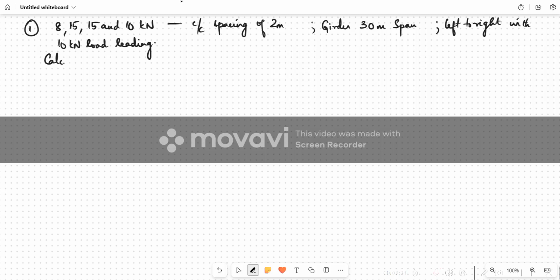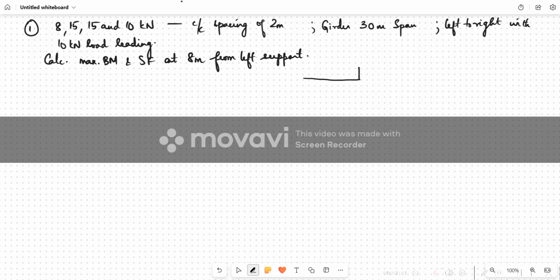Now, what you have to calculate is the maximum bending moment and shear force at 8 meters from the left support. Okay, this is the question. So they will be giving you a descriptive question, and it is very important to read the question very carefully and then make a sketch of the given data.